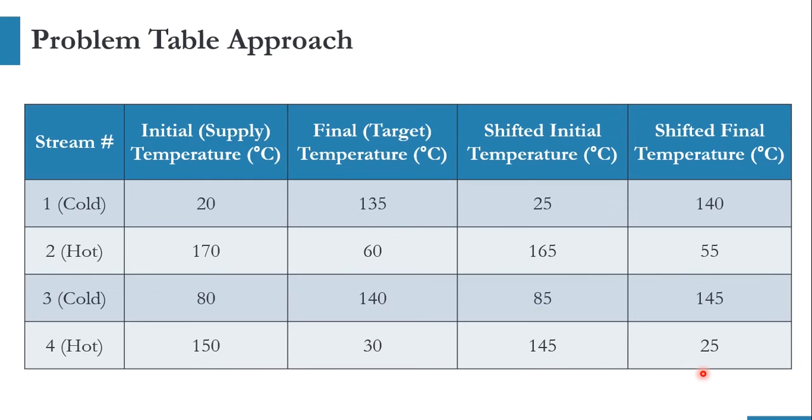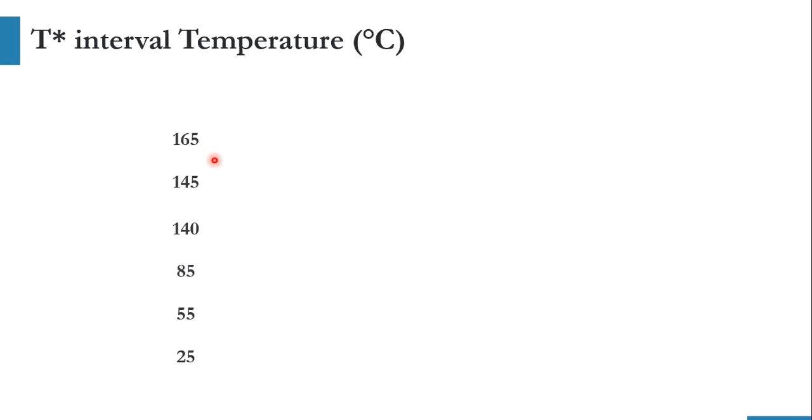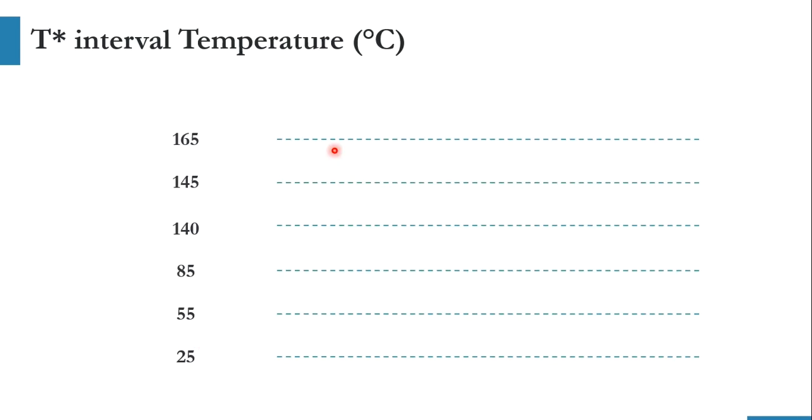Now you can see there are some identical values, like 25 is coming two times, 145 is coming two times, so that won't make any difference. Now we know the values. One is 165, then 145, 140, 85, 55 and 25. So first we need to draw the intervals over there. These are the values: 165, 145, 140, 85, 55 and 25. And then you have these intervals, as you can see, 1, 2, 3, 4, 5 intervals over there.